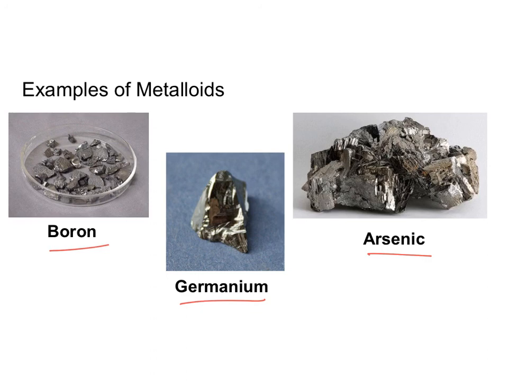Notice how all of these are shiny, but if I were to hit these with a hammer, they're going to be very brittle. They're going to fracture, whereas if I were to hit a chunk of nickel with a hammer, it's just going to bend. If I hit arsenic with a hammer, I'm going to see shards breaking off of it. So there's how we see some of those properties. They're shiny like metals, but brittle like nonmetals. So they have some properties of both.